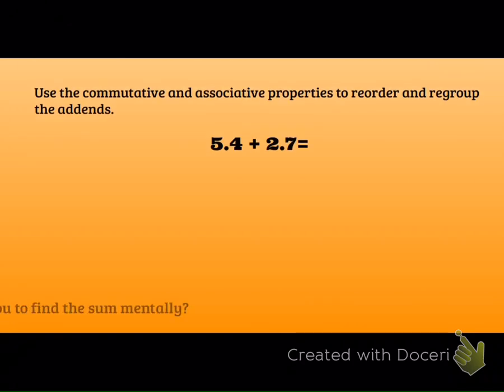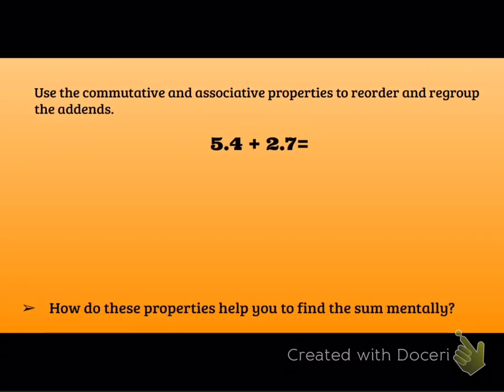Alright, so carrying on here. They want us to use the commutative and the associative properties to reorder and regroup the addends. Addends are just a fancy word for the numbers that we're adding. So 5 and 4/10 is an addend, 2 and 7/10 is an addend. That's all an addend is.